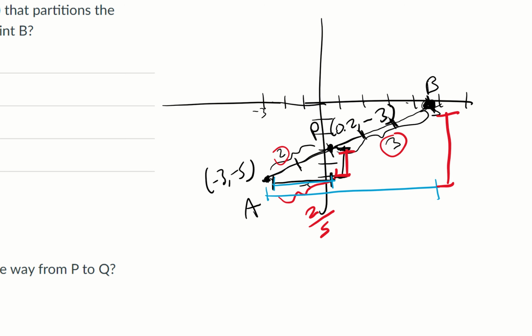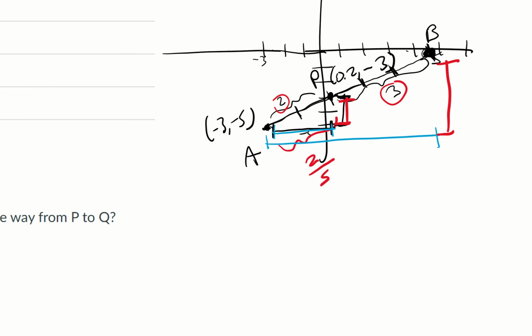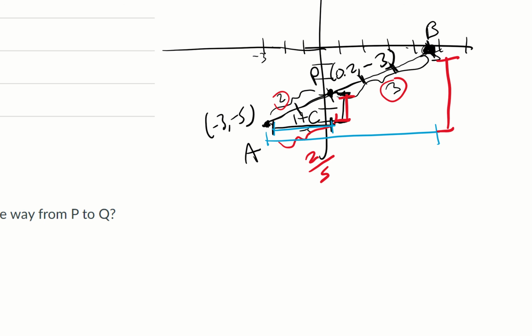Okay, so let's go ahead and calculate this horizontal change. So this would be the horizontal change, and then this would be the vertical change, so VC. Let's just call it horizontal change, that's fine, just so that we have something to call it. So the horizontal change here is the distance from A to P.